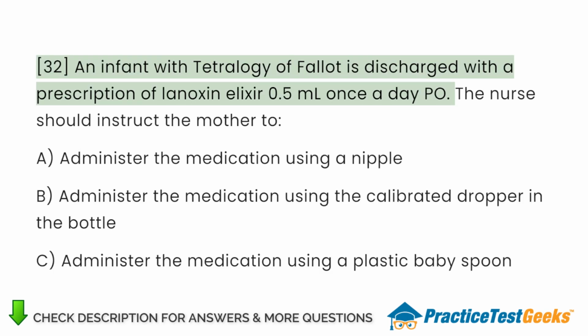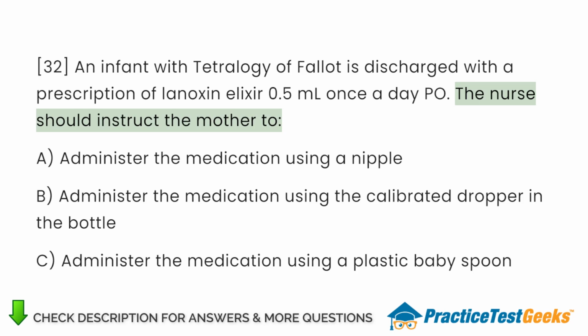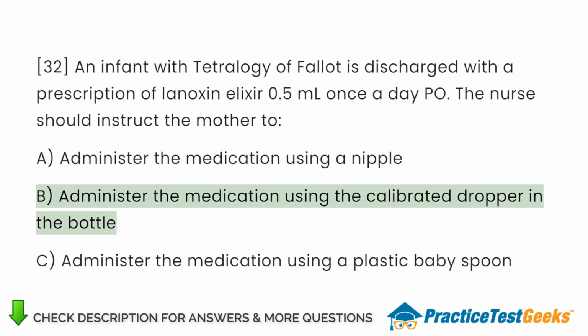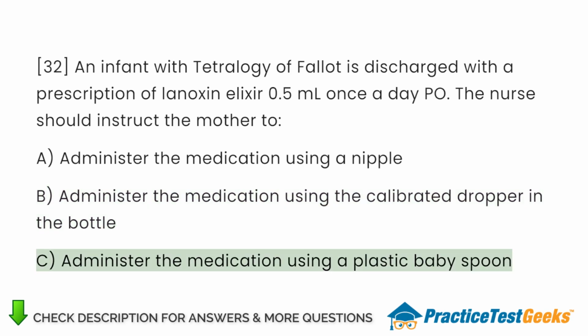An infant with tetralogy of Fallot is discharged with a prescription of Lanoxin elixir 0.5 ml once a day PO. The nurse should instruct the mother to: A. Administer the medication using a nipple. B. Administer the medication using the calibrated dropper in the bottle. C. Administer the medication using a plastic baby spoon.